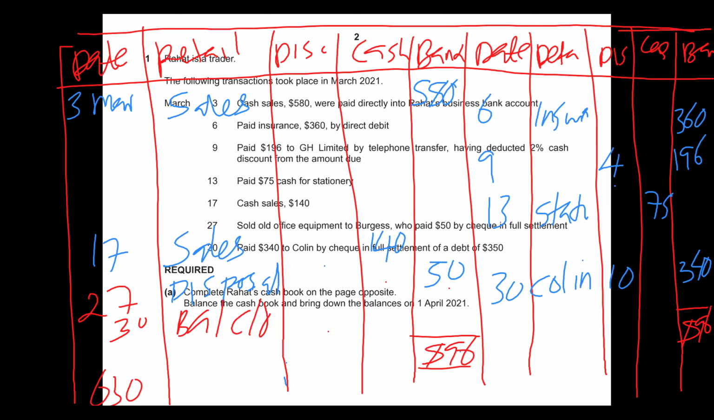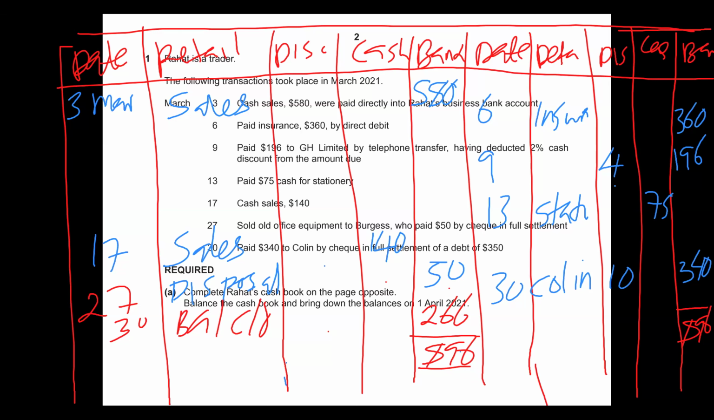Carried down. What's the difference? 896 minus the sum of this, which is 630. 266. As a balance what? Carried down. Then you write it now on the opposite side.